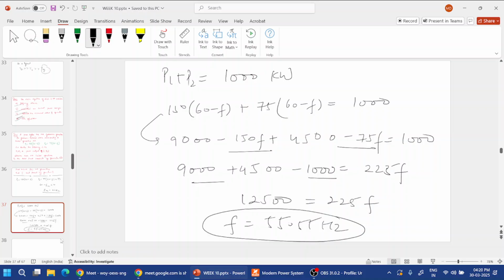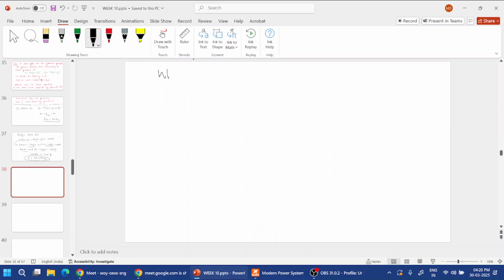Now at this frequency f, when f is equal to 55.55 hertz, then P1 is equal to how much? 150 times 60 minus 55.55. We know that they are all governed by this equation. So 60 minus 55.55 into 150. So the load output will be 66.75 kilowatt.